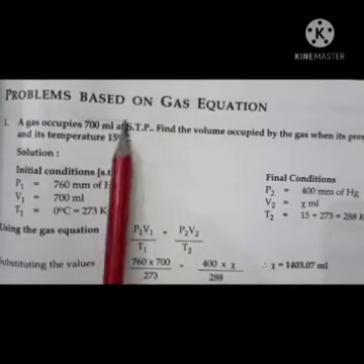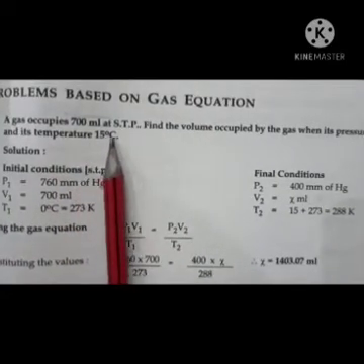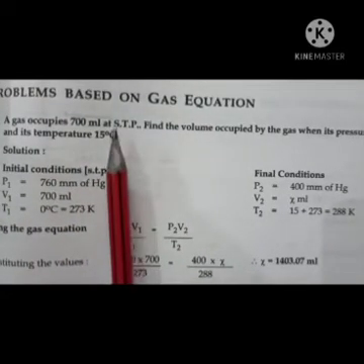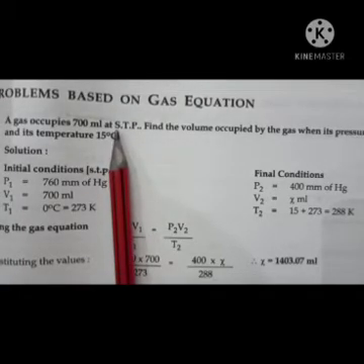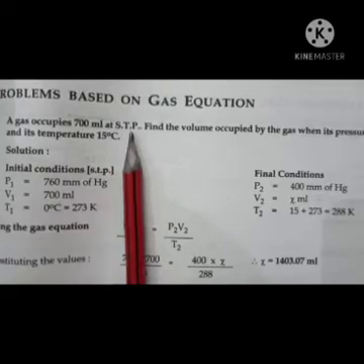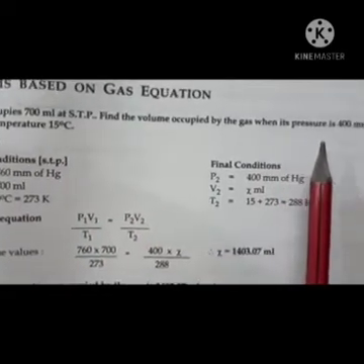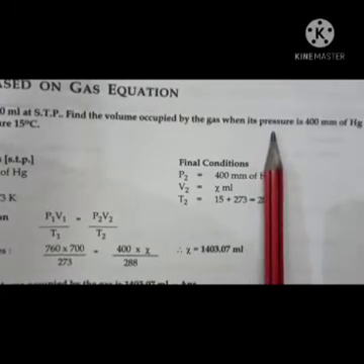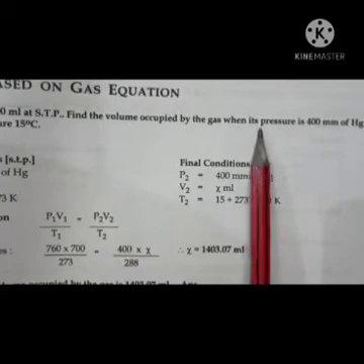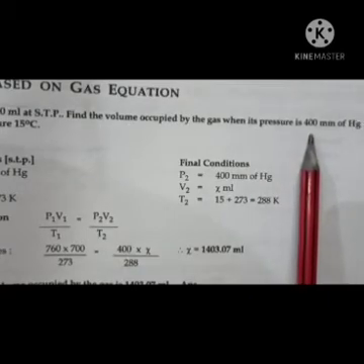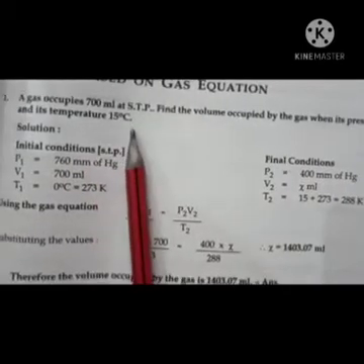Let's discuss a problem based on the gas equation. Suppose a gas occupies 700 ml at STP. At STP means the standard temperature you will take is 273 Kelvin, and the standard pressure unit you will take depends on what the final pressure is given in. Now, find the volume occupied by the gas when its pressure is 400 millimeter of mercury and its temperature is 15 degrees Celsius.